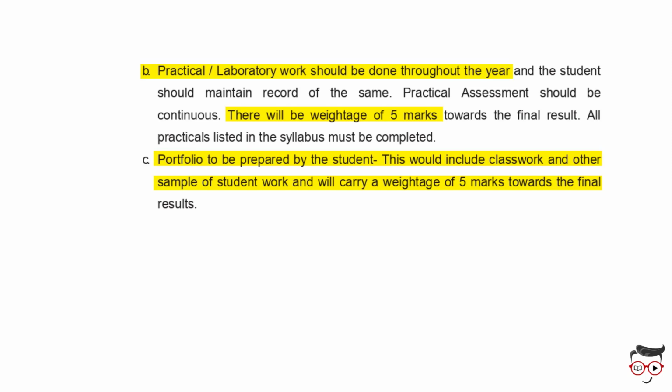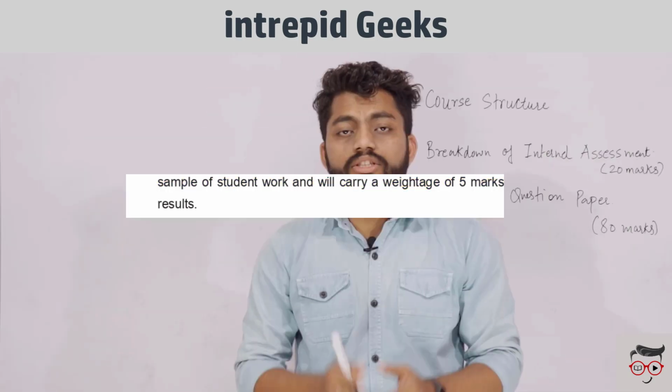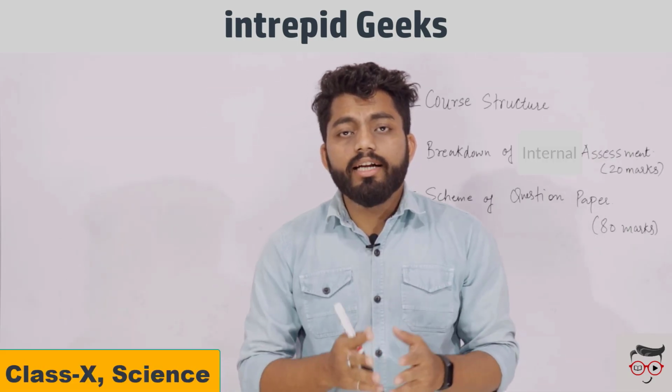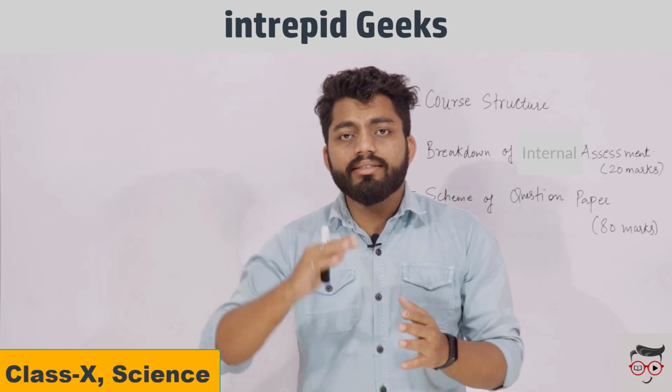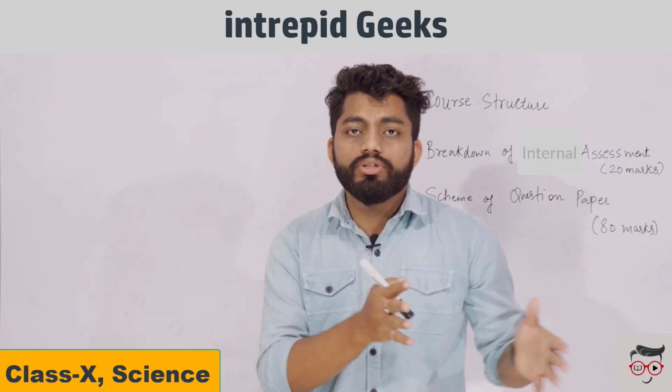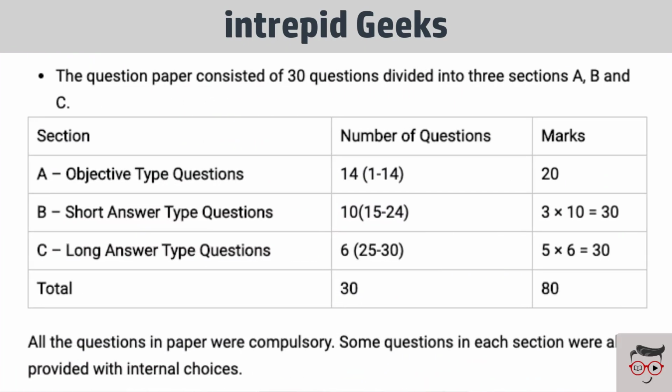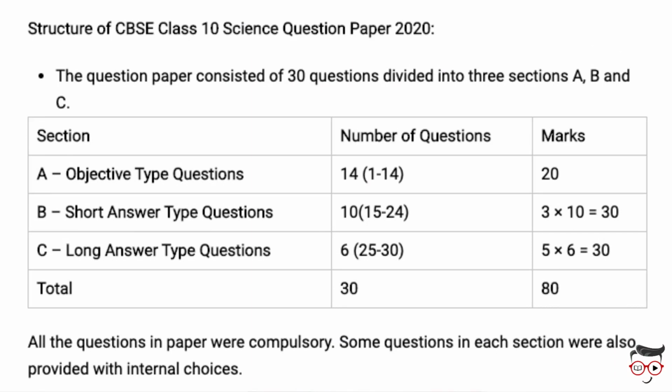Now we will be discussing the scheme of question paper, which is very important to discuss, and it is very important to understand the psychology behind making the question paper. Again, as you can see on the screen, the question paper consists of 30 questions divided into three sections A, B and C. The first section is for objective type questions which contain 14 questions and consist of 20 marks.